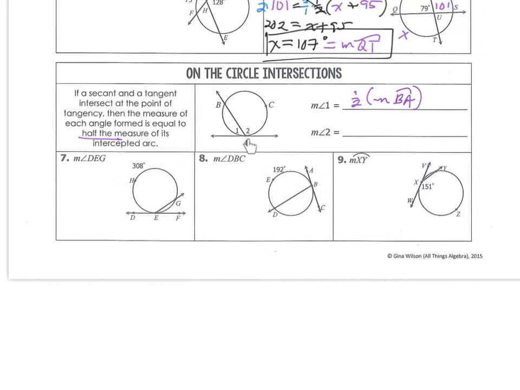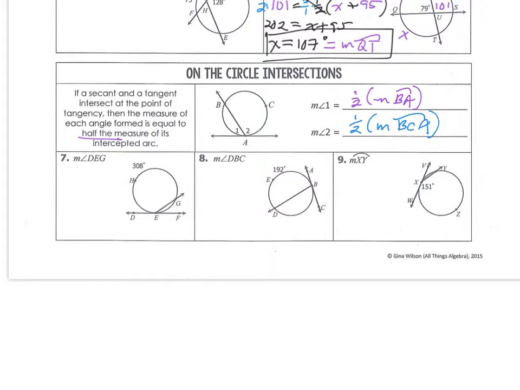So then look at angle 2. There's another side to this as well. So angle 2, what's its intercepted arc? BCA. You have to name it with 3 letters because it's a major arc. So we're going to take 1/2 the measure of arc BCA. All right, so you have to pay attention to which one they want you to find.